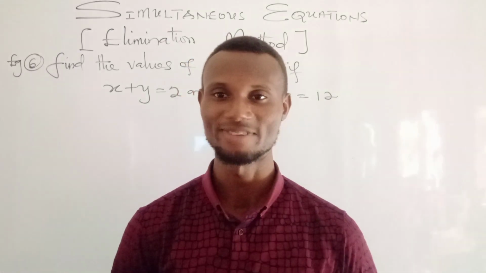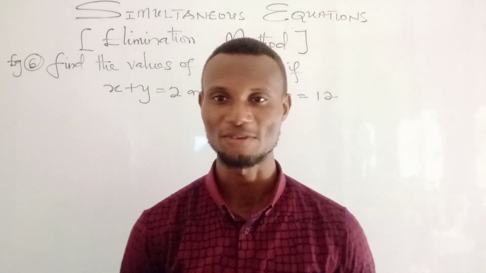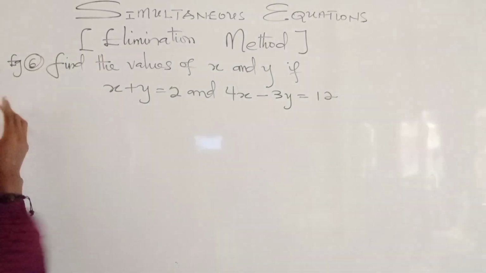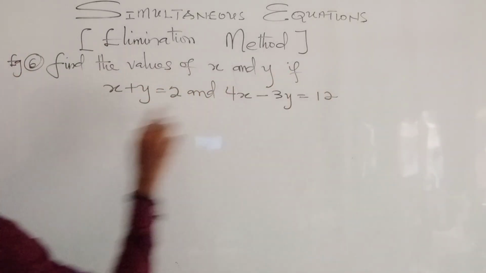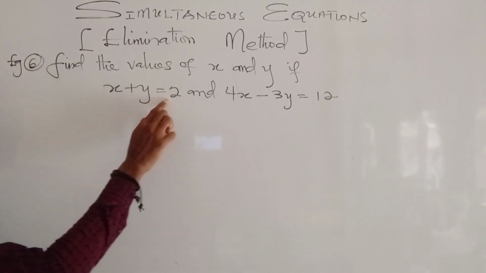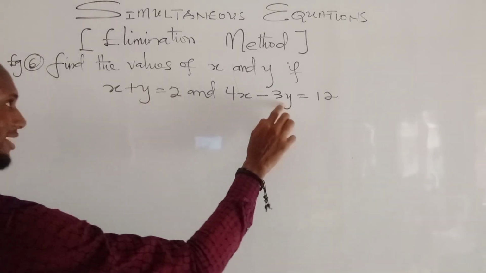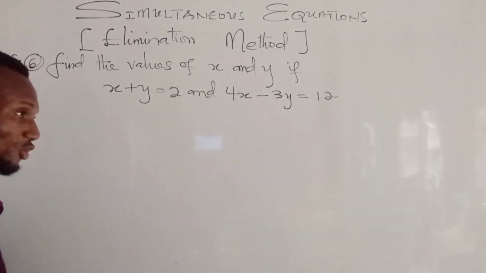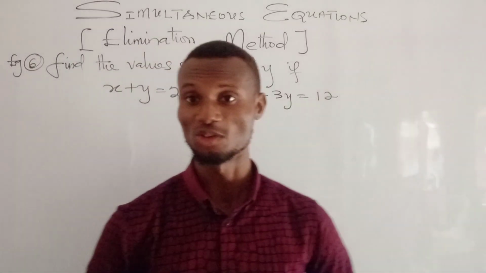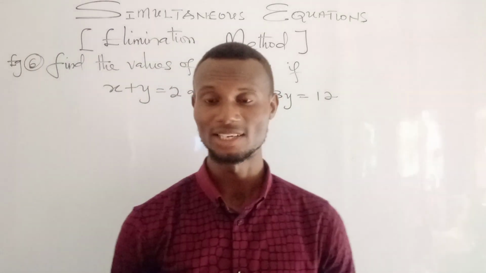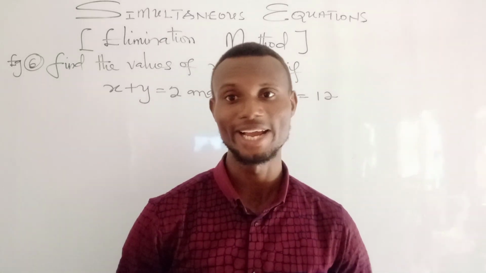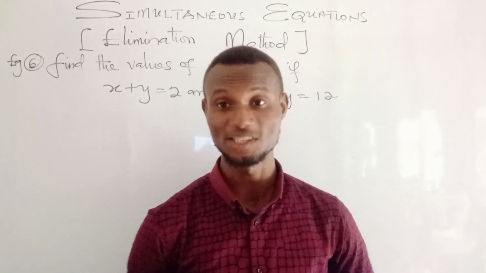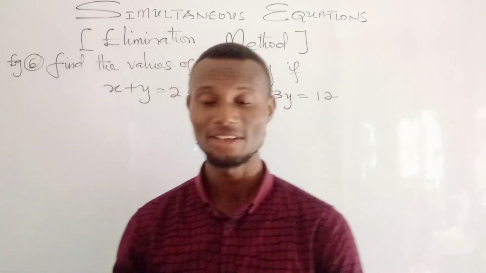Let's go ahead and solve example 6 that I have on the board. Example 6 says: find the values of s and y if s plus y equals 2 and 4s minus 3y equals 12. So we are solving for the values of s and y in the given simultaneous equations, and we are going to use the elimination method.